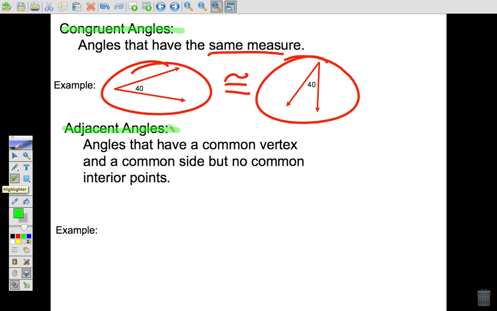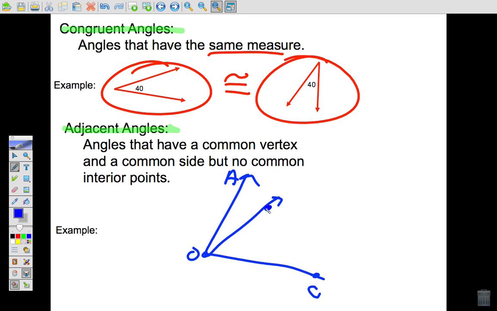Adjacent angles are angles that have a common vertex and a common side, but no common interior points. That's kind of a wordy definition. Let me give you an example of that. So make sure you have the definition first. Now, say I have an angle that looks like this, and let's call it AOC. And then I have another ray, which is going to give us quite a few different angles. So really, I have an angle AOC there, an angle AOD, and an angle DOC. Those are just some of the angles that I have.